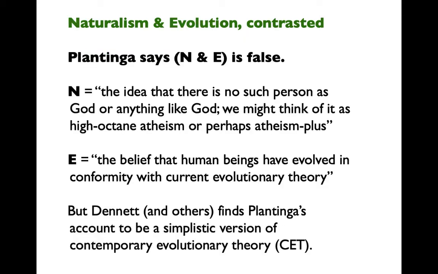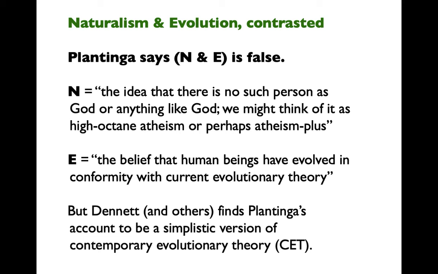Okay, it's time to take a closer look at what Plantinga and Dennett are doing in their debate. But first I have to contrast naturalism and evolution. Plantinga says naturalism and evolution together, combined, is false. Naturalism is the idea that there is no such person as God or anything like God; we might think of it as high-octane atheism, or perhaps atheism plus. And evolution is the belief that humans have evolved in conformity with current evolutionary theory.